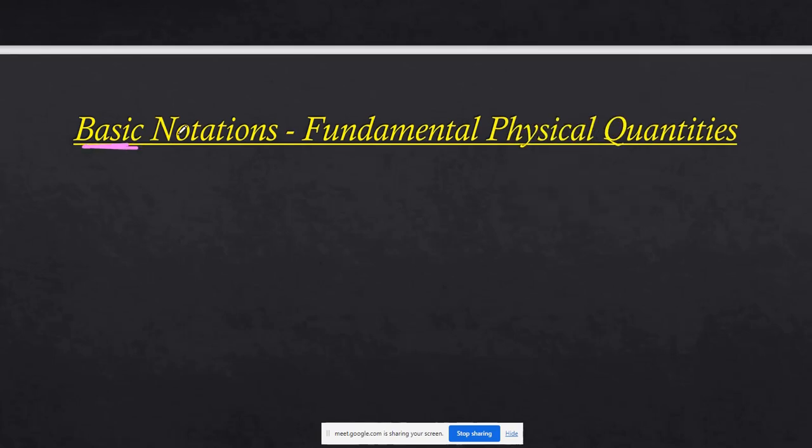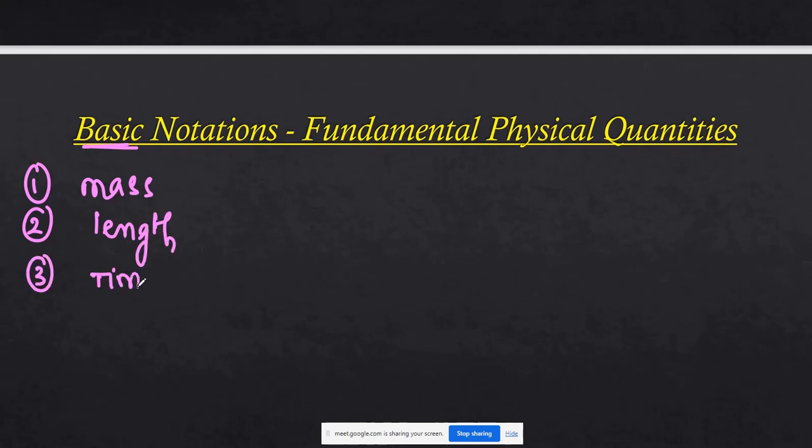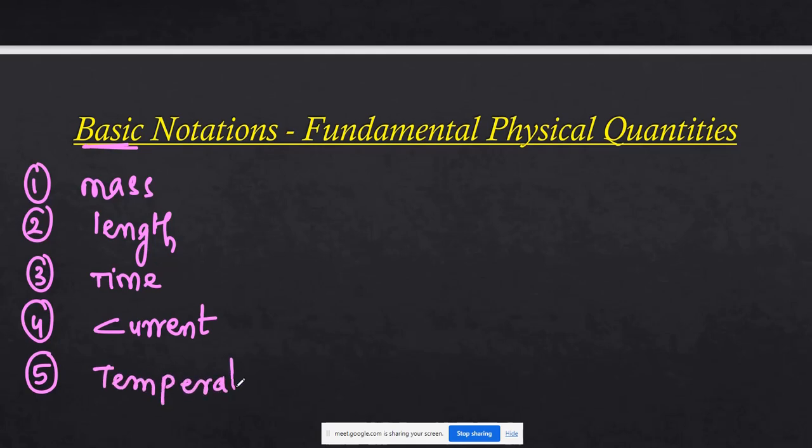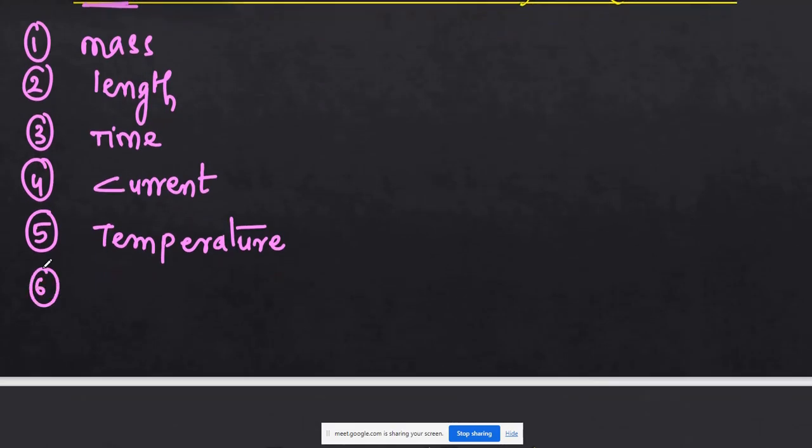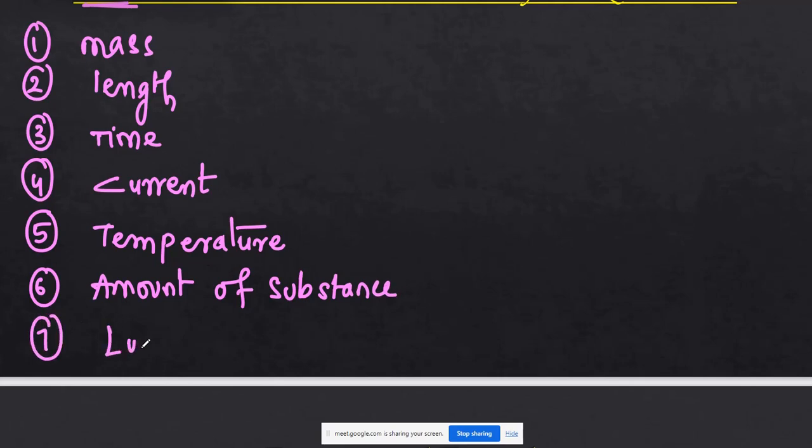What are the seven fundamental physical quantities? Tell me, Sahiti. Mass, length, time, electric current, temperature, amount of substance, and luminous intensity.